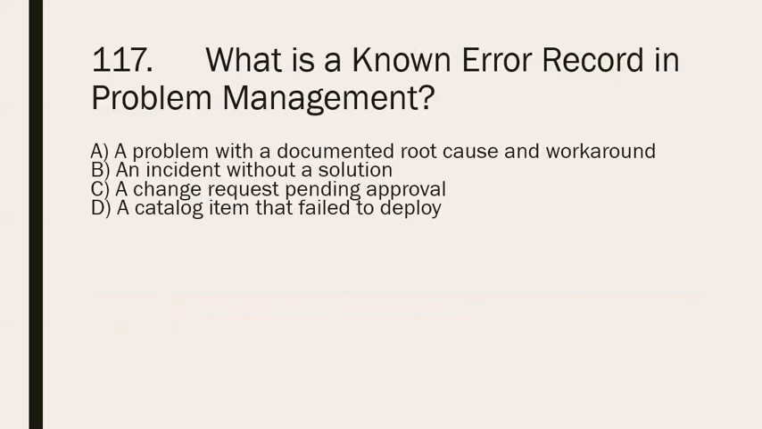117. What is a known error record in problem management? A. A problem with a documented root cause and workaround. B. An incident without a solution. C. A change request pending approval. D. A catalog item that failed to deploy. Answer. A. A problem with a documented root cause and workaround.